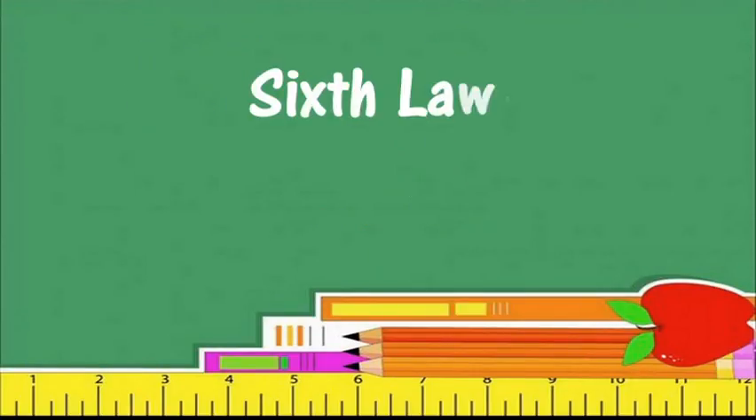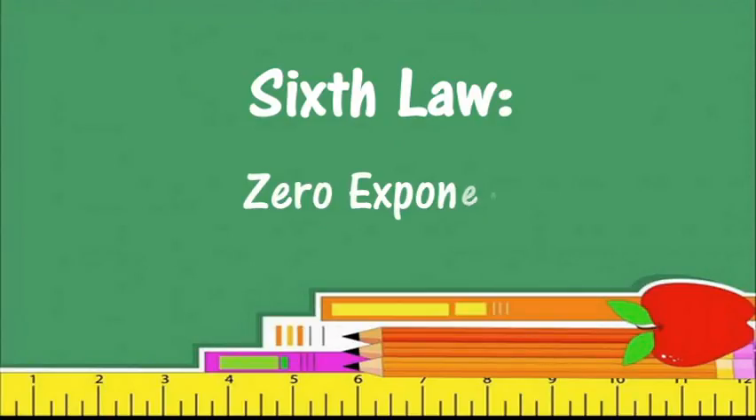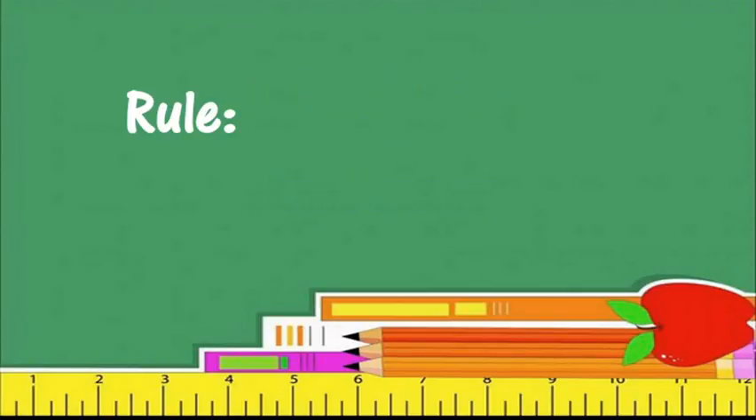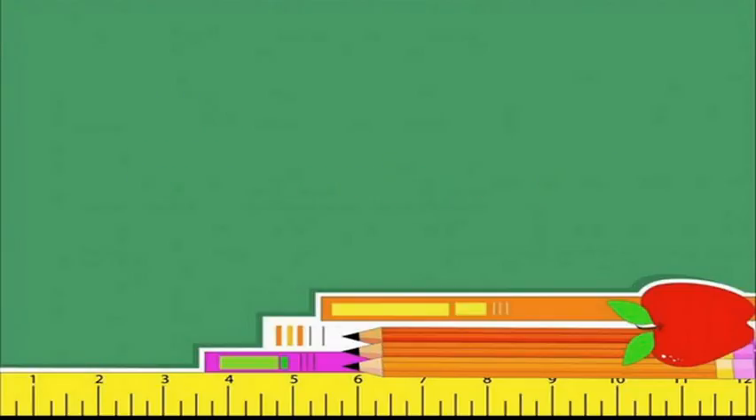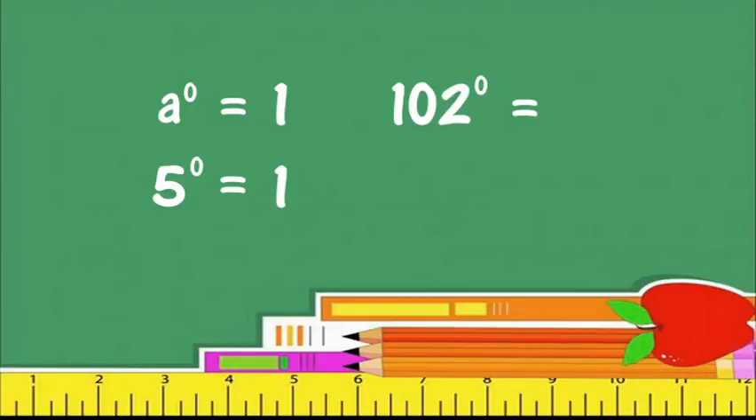The sixth law, zero exponent. Always remember that any number raised to 0 is 1. So these are the examples. A raised to 0 is 1, 5 raised to 0 is 1, 102 raised to 0 is 1, 8 raised to 0 over 3 raised to 0 is 1 over 1 or simply 1.